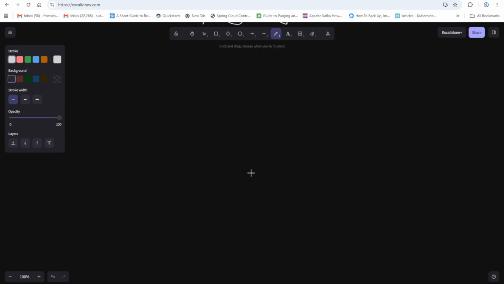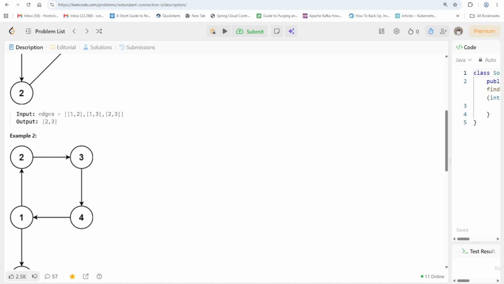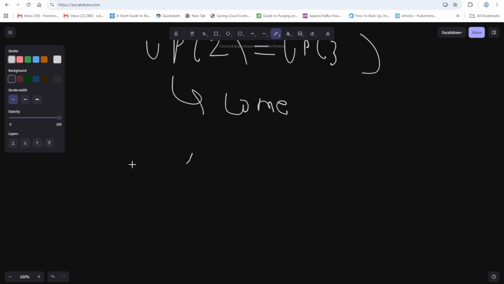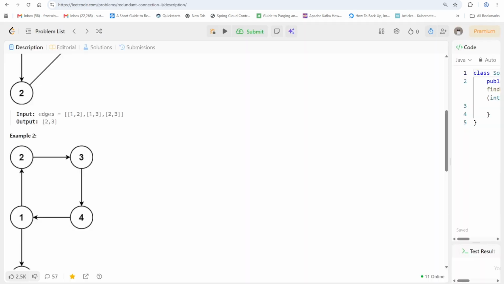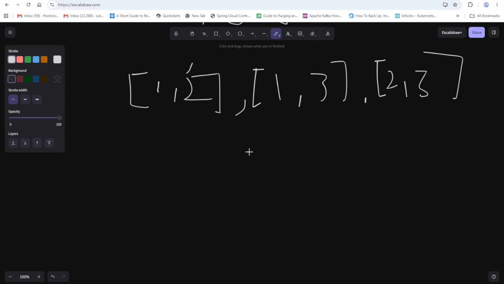Now suppose one more observation came. Suppose we are given the same array and we've taken the same edges in this part. So we get something like 1 comma 2, then 1 comma 3, and 2 comma 3.